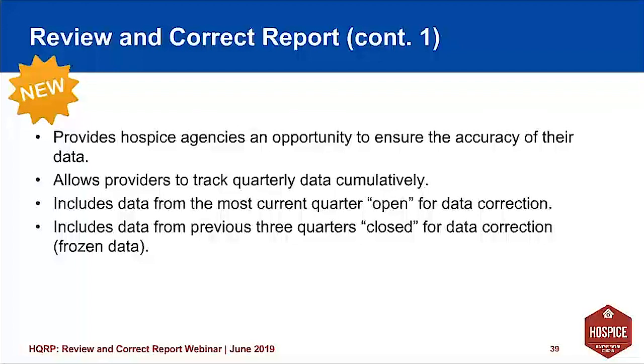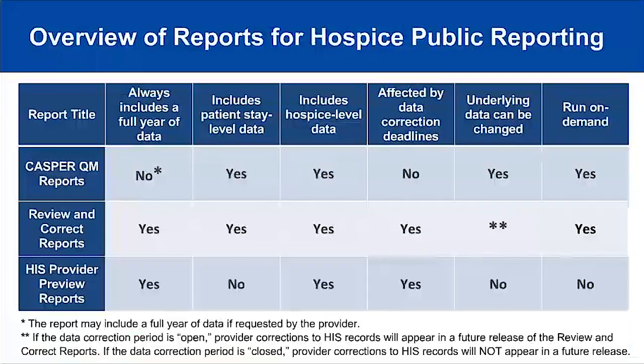And I'll caveat that. I'll come back to that also. The previous 3 quarters are not always closed for data correction. One of them may remain, or 2 of these may remain open at the same time, but I'll explain as we move through the slides here. But it's important to note that this report will sort of guide you as to what data can be corrected still prior to the deadline and what data for which the data correction deadline has already passed.